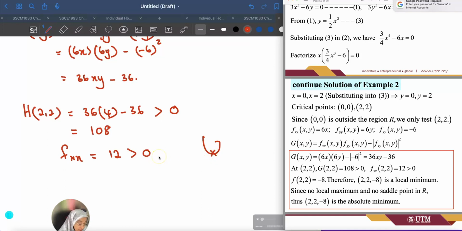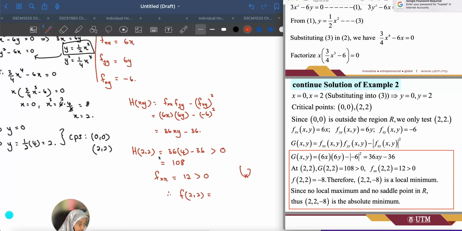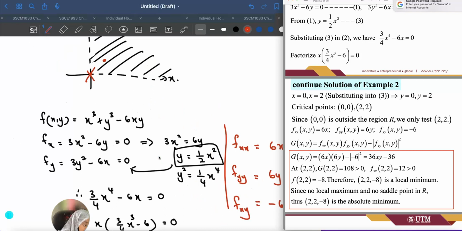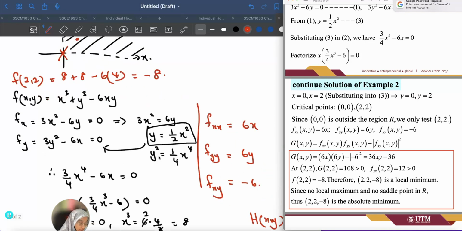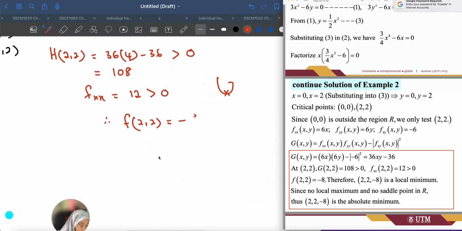So you can see that f(2, 2), when you evaluate f(2, 2), you substitute x equals 2, y equals 2 here. f(2, 2), you get 8 minus 6, 4. You will have negative 8, right? So the value minus 8 is a local minimum. We can just say it is a local minimum, so we cannot say it is absolute.